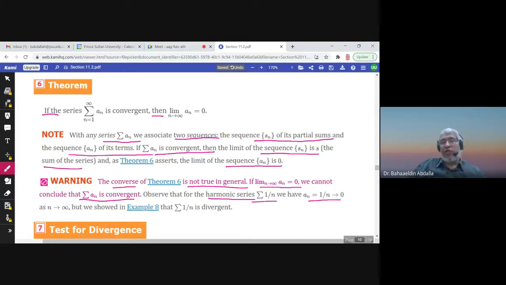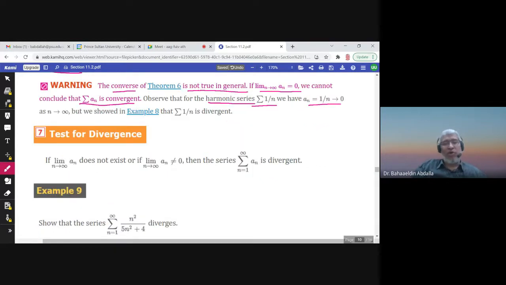Now, the contrapositive of the statement is always true. And what is the contrapositive of the statement? You start from here, but with negation. So you say that if the limit of an is not 0, then the series is not convergent. This is called the contrapositive of the statement. And this will be called the test for divergence.